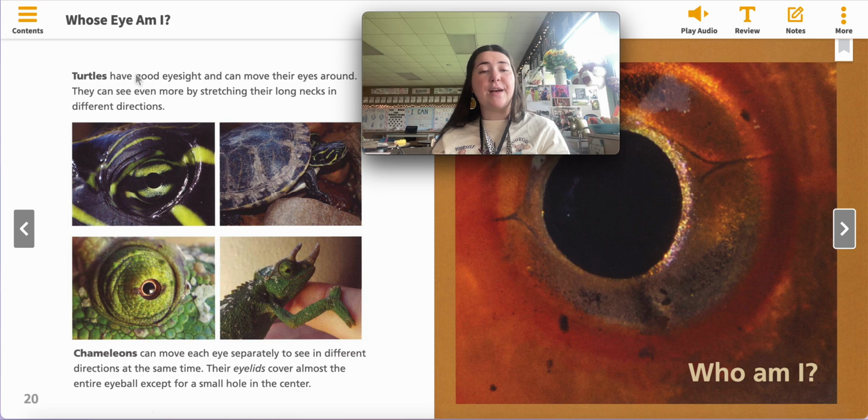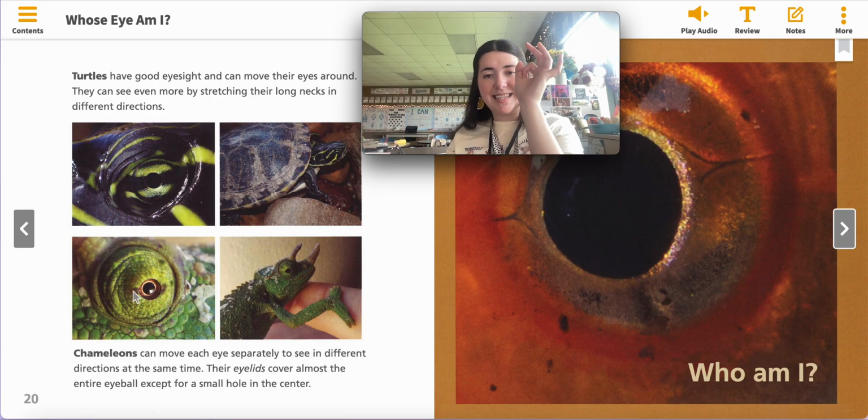This says turtles have good eyesight and can move their eyes around. They can see even more by stretching their long necks in different directions. Chameleons can move each eye separately to see in different directions at the same time. Their eyelids cover almost the entire eyeball except for a small hole in the center, so all of this is their eyelid. They only have a teeny tiny hole for their eye to poke out through.